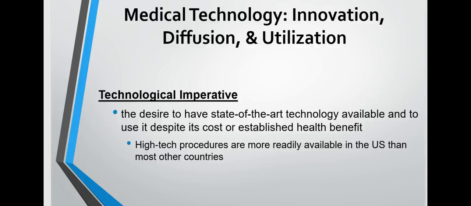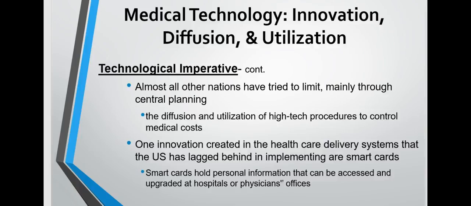Now, technological imperative. This is the desire to have state-of-the-art technology available and to use it despite its cost or established health benefit. So high-tech procedures are more readily available in the U.S. than most other countries, which is interesting. Now, almost all other nations have tried to limit, mainly through central planning, the diffusion of high-tech medical technologies or high-tech procedures. So they try to control the diffusion and utilization.